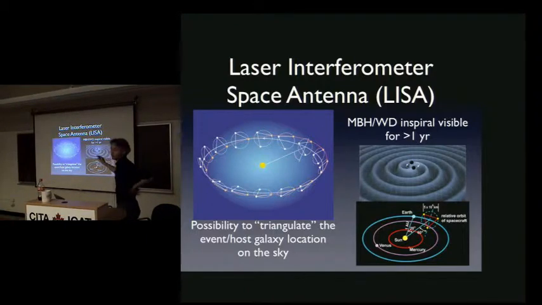To be honest, I don't follow the details of the mission concept itself. I'm mostly a user of that observatory or facility in the way I think about it. So this is a constellation of three satellites trailing the Earth on its orbit around the Sun.